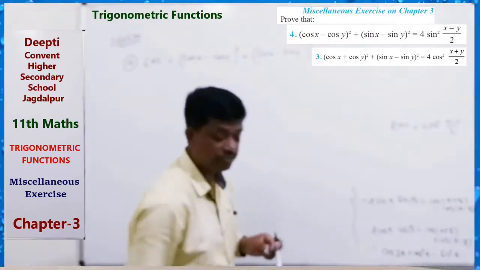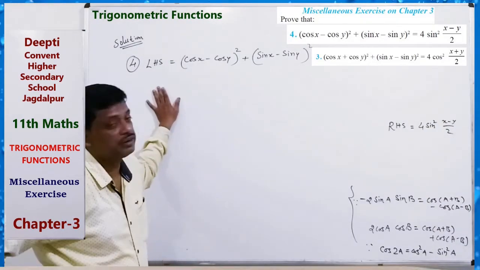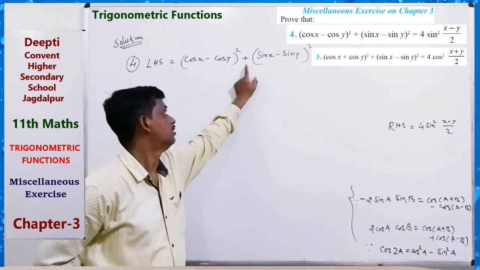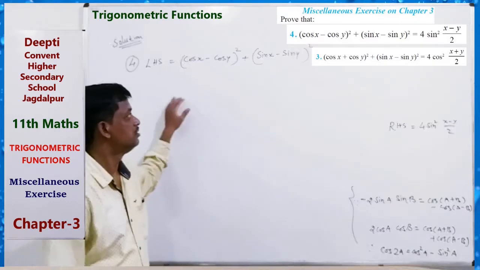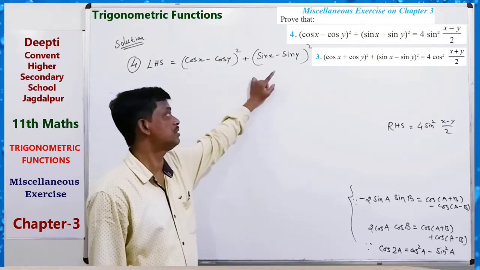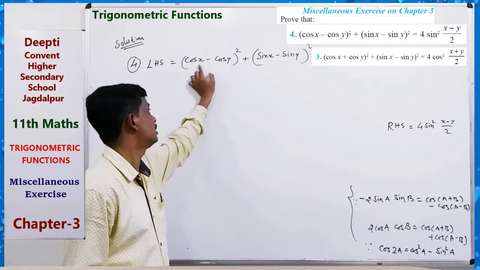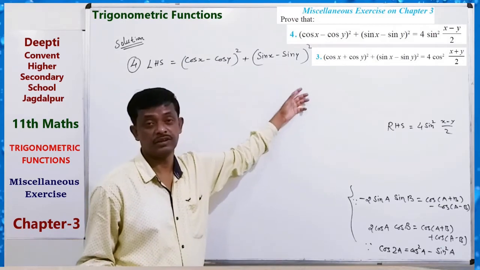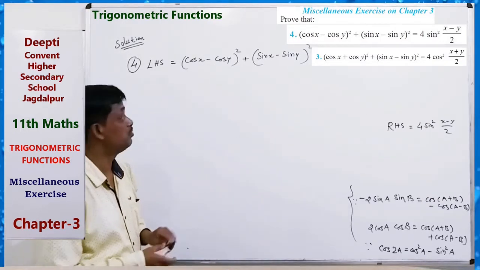So what type of method should we prefer? Here we can use (sin c minus sin d) whole square plus (cos a minus cos b) whole square. Also we see that if we apply the formula for (a minus b) whole square, we get cos square x plus cos square y, and therefore sin square x plus sin square y. Combining both we get 1 plus 1, which is 2. So that will be very easy.